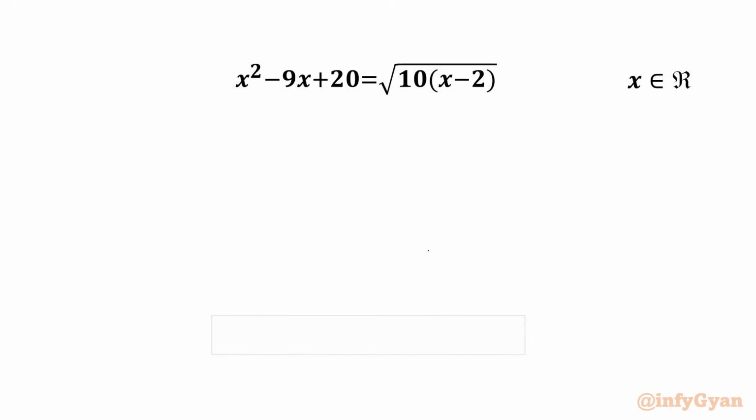Squaring works here, but without one unique and special trick, we'll be wasting a lot of time. In this video, I will show you the fastest and smartest way to solve such kind of radical equations. Now I want you to pause this video and try this equation by yourself first.